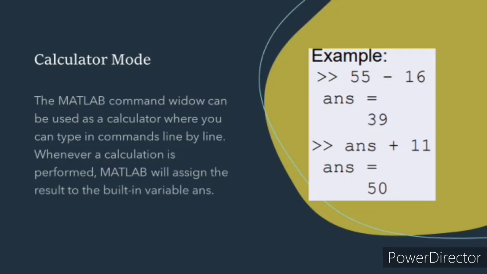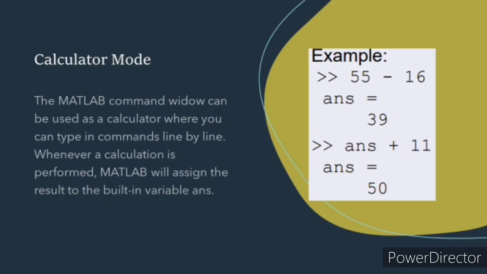The calculator mode. The MATLAB command window can be used as a calculator where you can type in commands line by line. Whenever a calculation is performed, MATLAB will assign the result to the built-in variable ans. We have here an example, we command 55 minus 16. MATLAB will display the result: ans equals 39. And we command ans plus 11, it will equal 50. Notice that MATLAB has automatically assigned the answer to a variable. Thus, you could now use ans in a subsequent calculation.